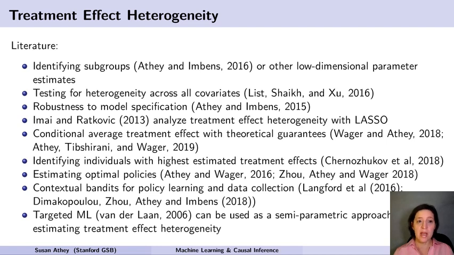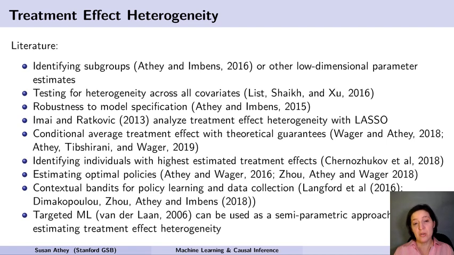So today I'll talk about one type of method, which is identifying subgroups where each subgroup has a different average treatment effect. And that's useful in some circumstances and not in others. We might also want to do something like test heterogeneity across all covariates and figure out how to deal with multiple testing problems.